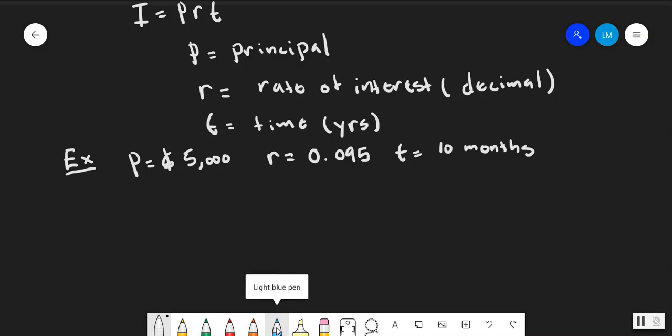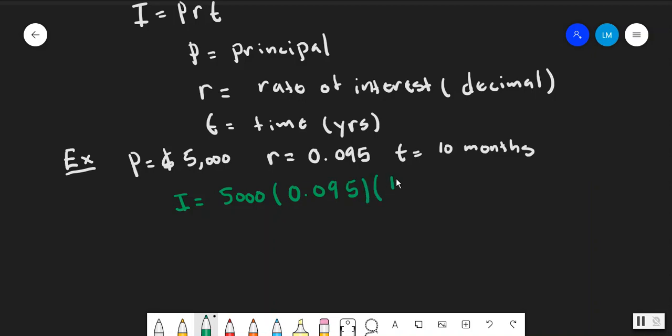Okay, so we want to know exactly how we can solve this. Well, the way we can solve this is by using our formula for I. Keep in mind that I is the interest amount. It's not including the principal at all. So we take 5,000, we multiply by 0.095. Keep in mind that that's actually 9.5%. And that's going to be multiplied by 10, but it's going to be out of 12 because there are 12 months in a year.